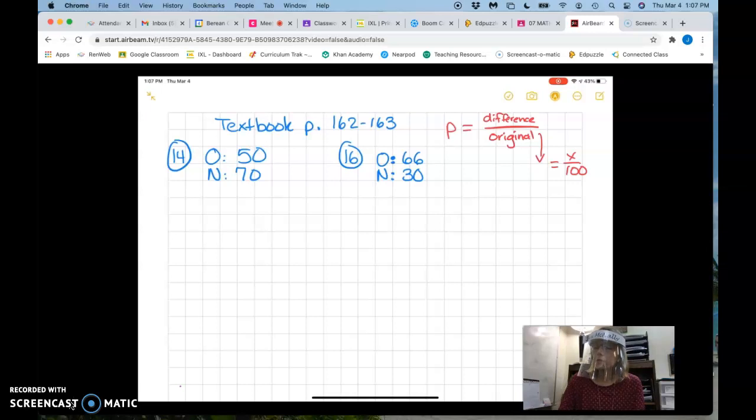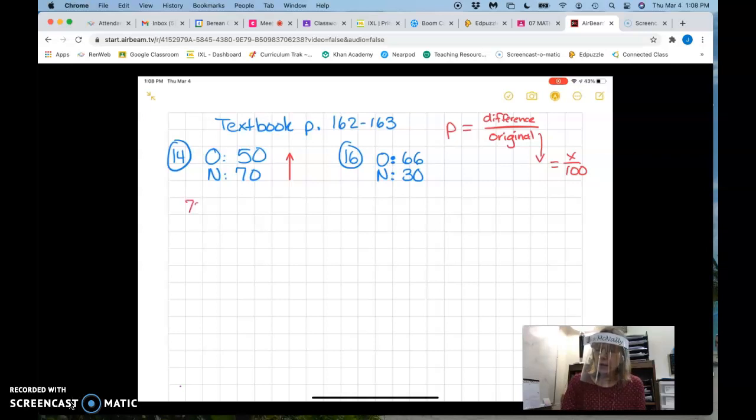Okay, so looking at number 14, the original, O is for original, N is for new. Original is 50, new is 70. Is that an increase or a decrease? Increase. Good. Because 70 is higher than 50, that means I have an increase. So now we're going to do the math.